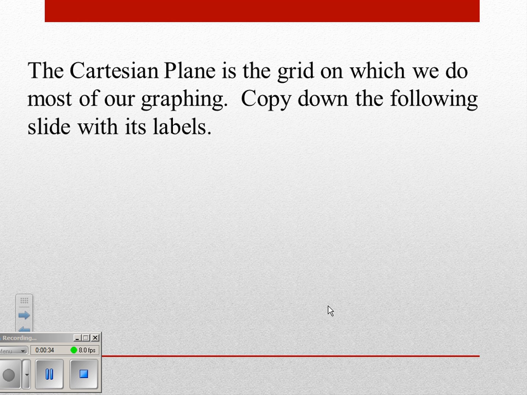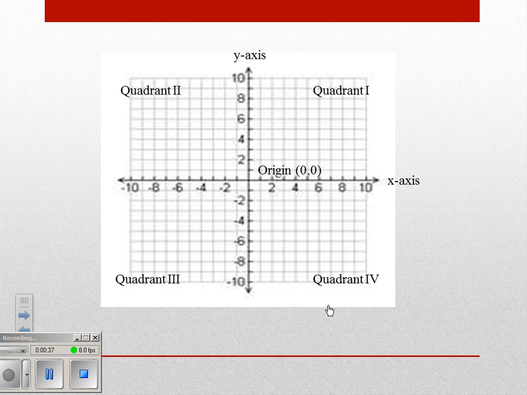Copy down the following slide with its labels. So you don't need to make all of the crisscross lines, just give yourself the x-axis and the y-axis on your paper. You don't even necessarily need to add the numbers that are on my picture, but quadrant 1, quadrant 2, quadrant 3, and 4, remember they go counterclockwise around the graph starting in the upper right corner. They are numbered with Roman numerals, not regular numbers. Also label the x-axis, the y-axis, and the origin. Those are the main points that we need to remember about how our Cartesian plane, or our grid, is laid out.